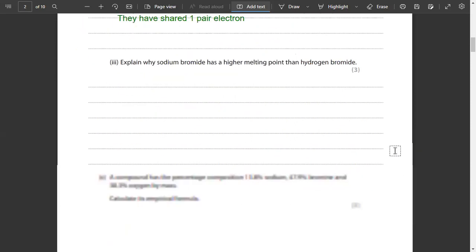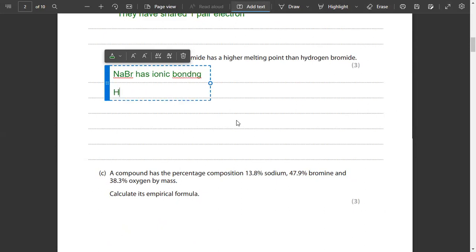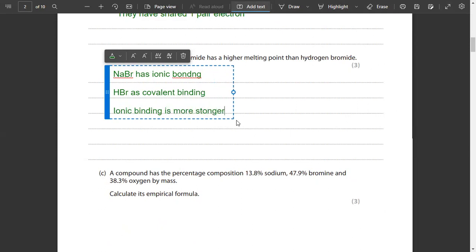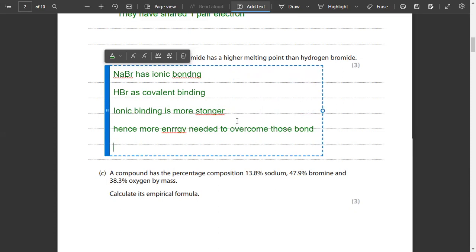Explain why sodium bromide has a higher melting point than hydrogen bromide. What could be the reason? Well, I told you that the boiling point and melting point depend on the bonds. So we can say that first of all, sodium bromide NaBr has ionic bonding, because it has a metal and a non-metal, whereas HBr has covalent bonding. The answer can be that ionic bonding is stronger, hence more energy is needed to overcome those bonds or forces, hence high BP and MP.